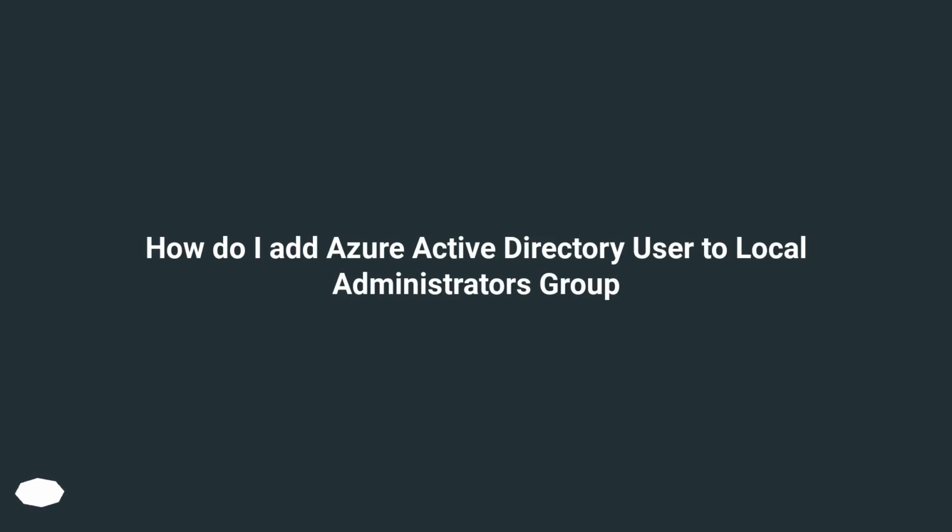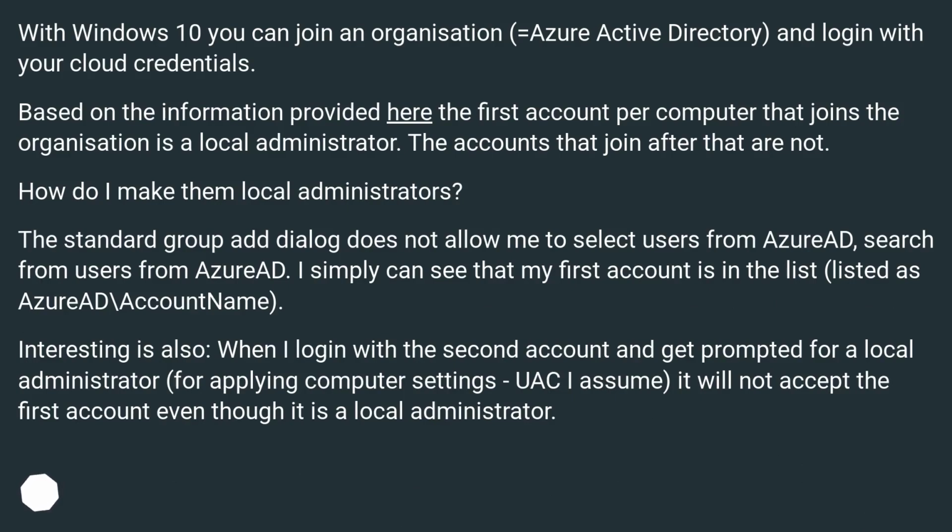How do I add an Azure Active Directory user to the local administrators group? With Windows 10 you can join an organization, equals Azure Active Directory, and log in with your cloud credentials. Based on the information provided here, the first account per computer that joins the organization is a local administrator. The accounts that join after that are not. How do I make them local administrators?